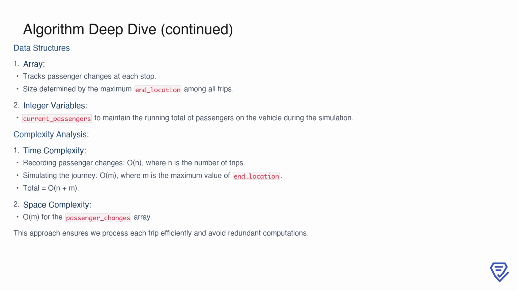The time complexity of this approach is O(n + m), where n is the number of trips and m is the maximum endpoint. This accounts for the time to record changes and traverse the array. The space complexity is O(m), driven by the size of the passenger_changes array. Together, these optimizations make the algorithm both time-efficient and space-conscious, suitable for handling large inputs.